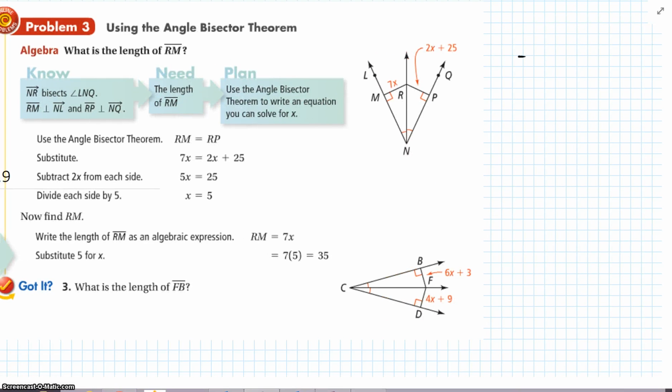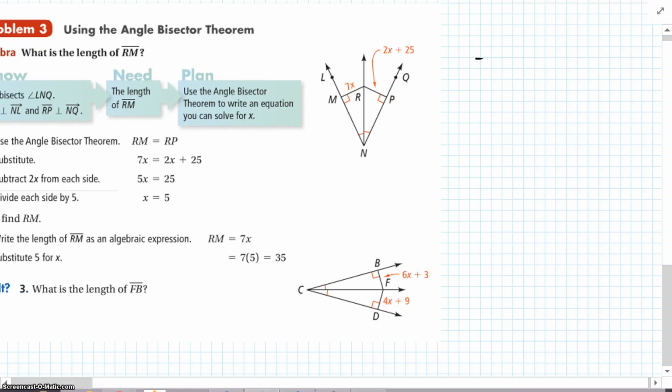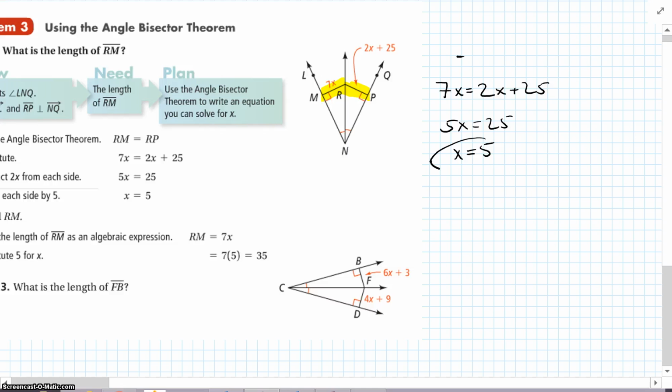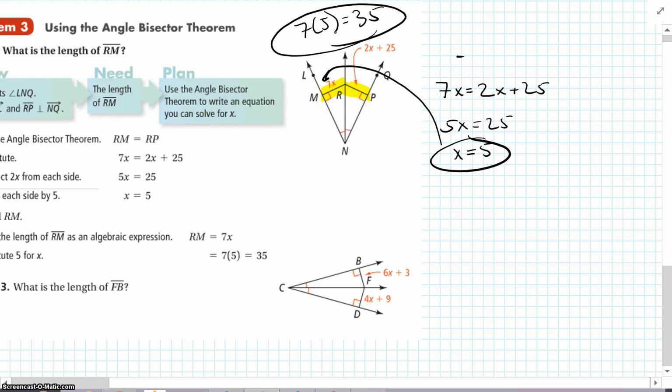So how can we use the angle bisector? All right, well, we know by definition ray NR is the angle bisector of angle MNP. So what can we do? So we know segments MR and PR must be congruent, must be equal. So we can say 7x equals 2x plus 25. So 5x is going to equal 25. So x is going to equal 5. But it didn't ask for x, it asked for RM. So 7 times 5 is 35. Okay.